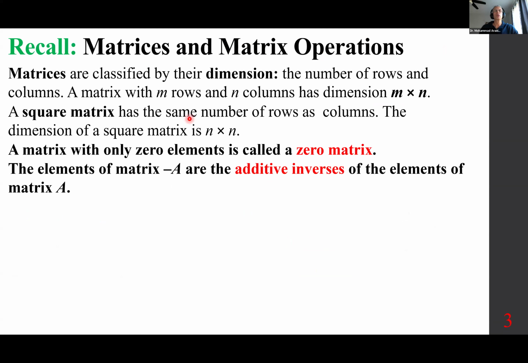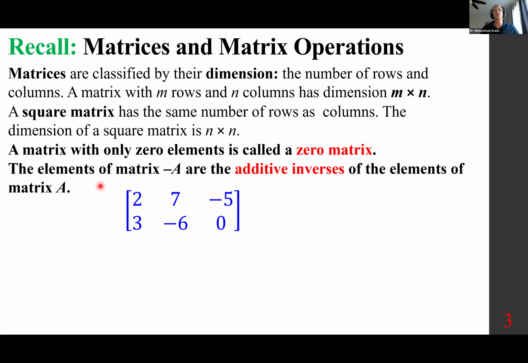So we discussed matrices and what they are. Recall, matrices are classified by their dimension, the number of rows and columns. A matrix with m rows and n columns has dimensions m by n. A square matrix has the same number of rows as columns. The dimension of a square matrix is n by n, and a matrix with only 0 elements is called a zero matrix. The elements of matrix minus A are the additive inverses of the elements of matrix A.